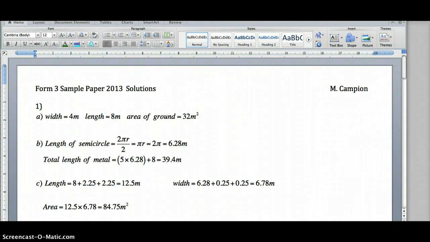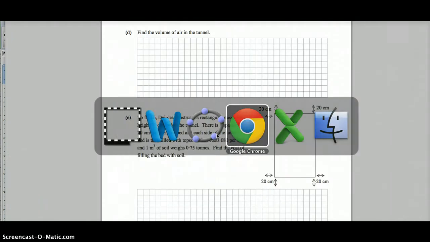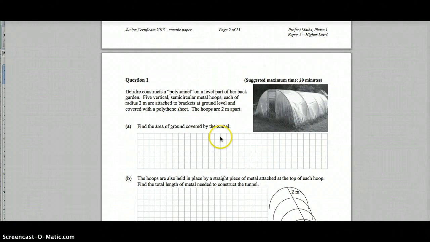This is to do with the sample paper I handed out last week. It's to do with the awkward area question. First thing you were asked was to find the area of the ground covered by the tunnel. It's fairly straightforward. It's just a rectangle. That's your length there, and then that's your width, and that's your length going all the way back.